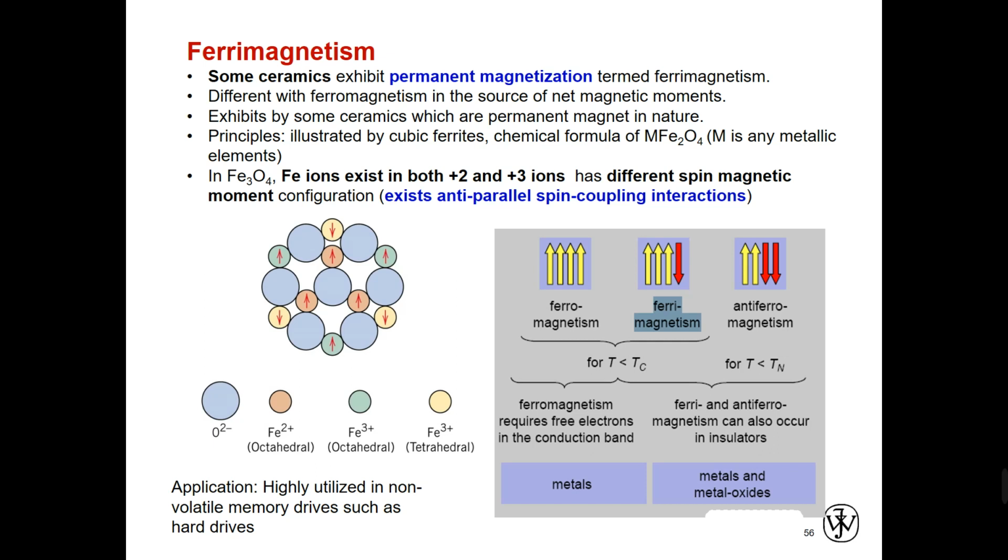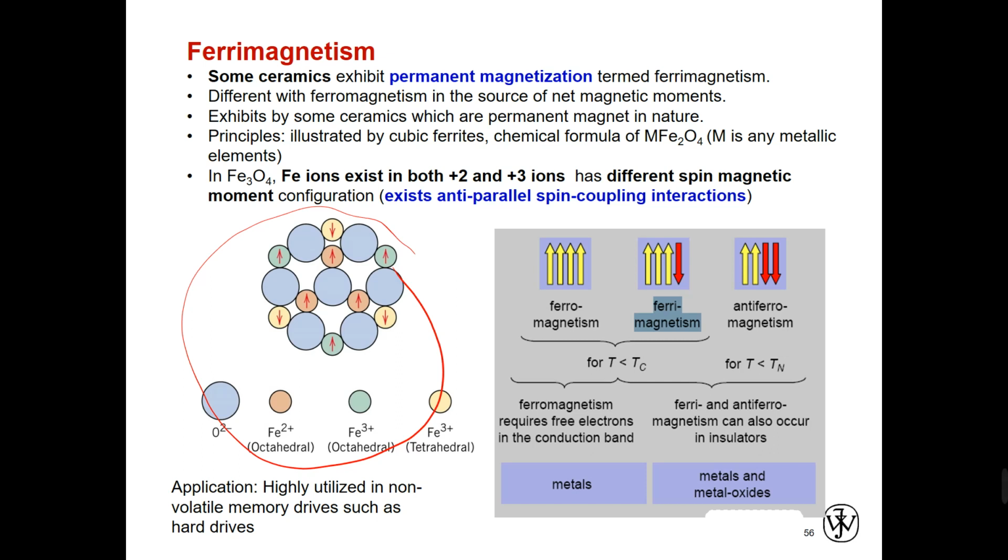And then the principles can be illustrated by cubic ferrites, as in this picture, cubic ferrites. And the chemical formula is MFe2O4. M is for any metallic element. For example, in Fe3O4, what is Fe3O4? What is the scientific name? Right? So it is a magnetite.